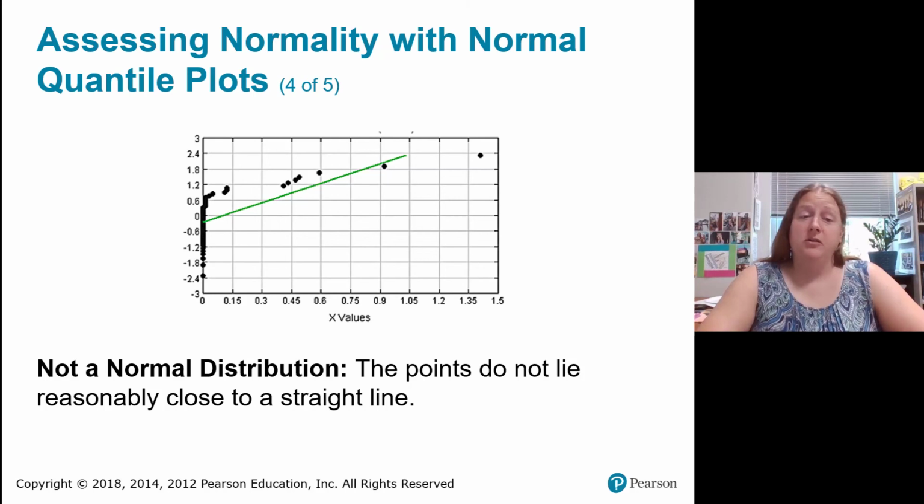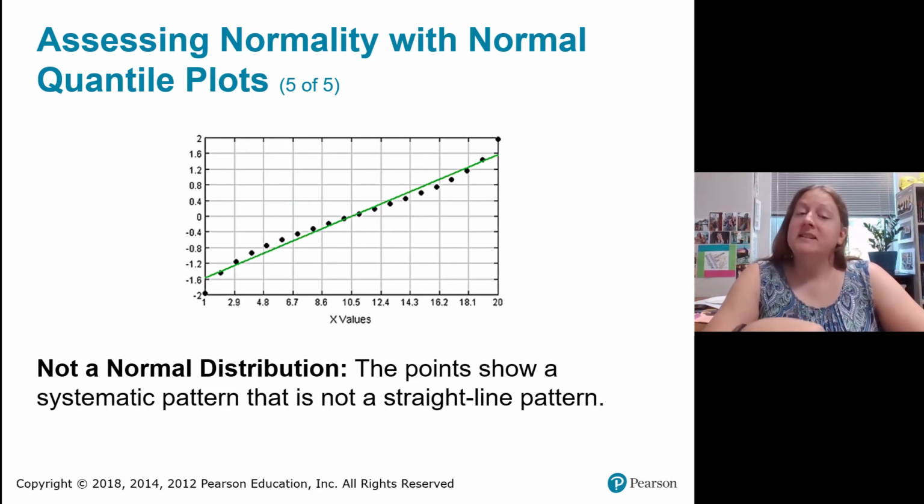This is not a normal distribution. You can see that a lot of the dots don't lie on this straight line, and you can kind of see that they go up and over. We've got kind of like a square root or some kind of exponential type shape going on with the dots there. All right. So if the points don't lie close to a straight line, like they don't here, then this is not a normal distribution.